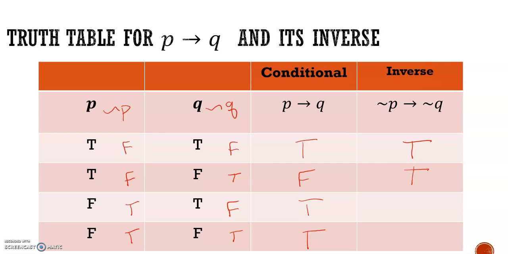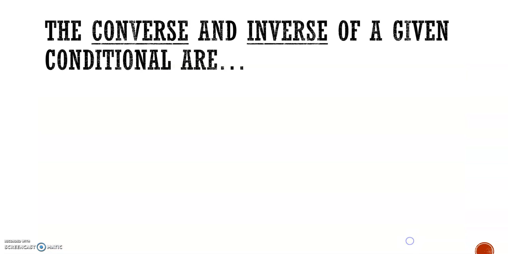True and false, false. True and true, true. Looking back at our truth tables, the converse and inverse of a given conditional are equivalent. The converse and the inverse are equivalent.